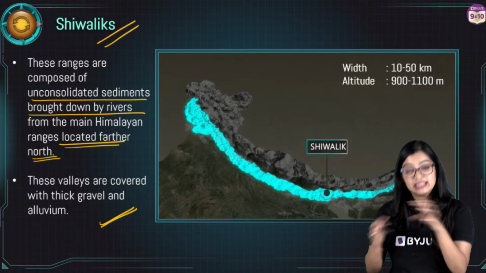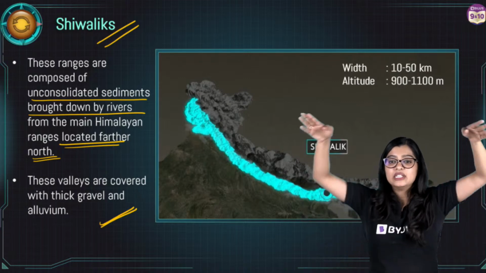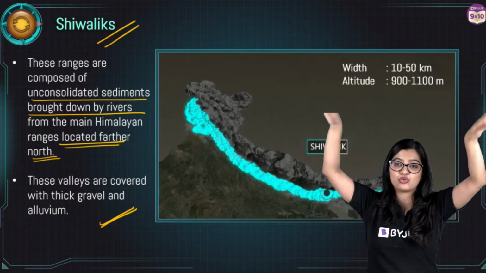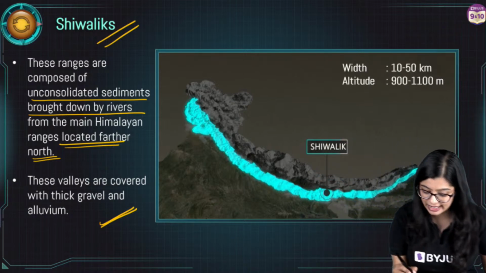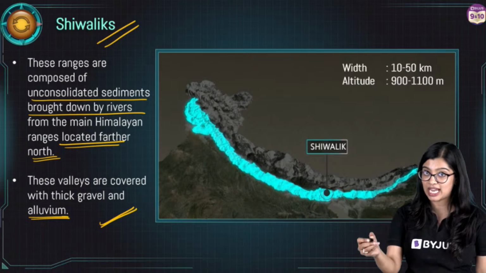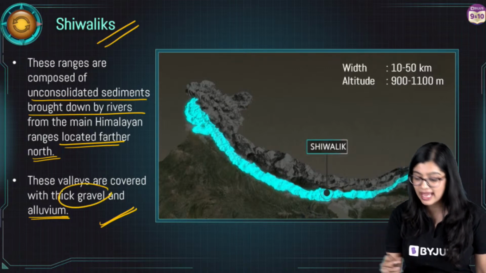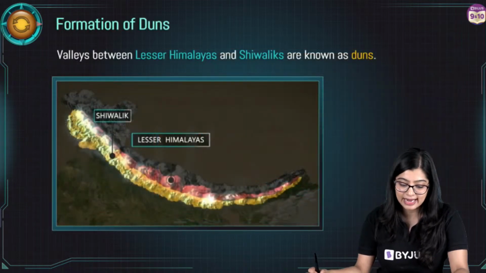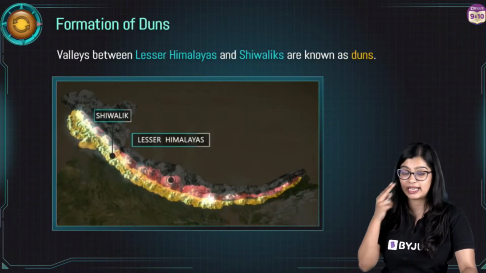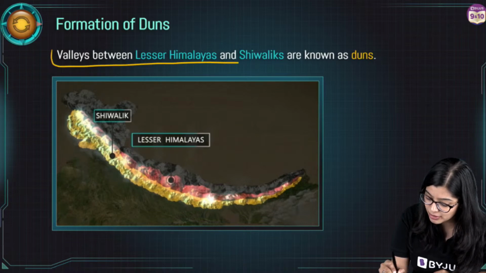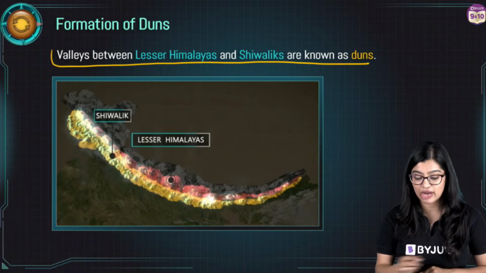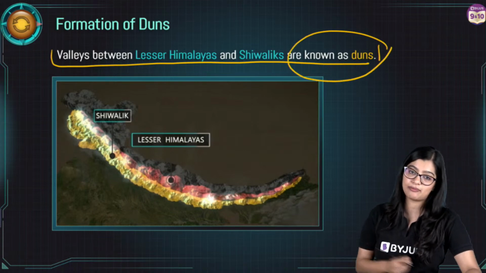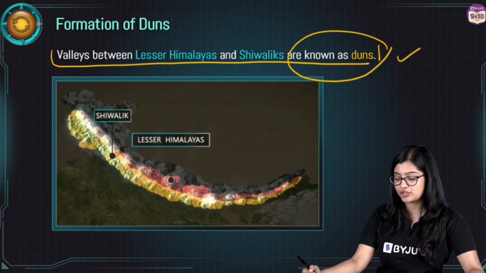And we know that these valleys, what is a valley? Valleys are places where there's a dip like this; the valley is the place between two hills. Mainly valleys have a lot of alluvium, which is a type of important soil, and thick gravel, right? Now of course in the valleys between the lesser Himalayas and the Shivaliks, there are dhuns which are formed.